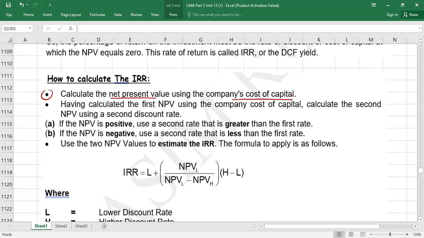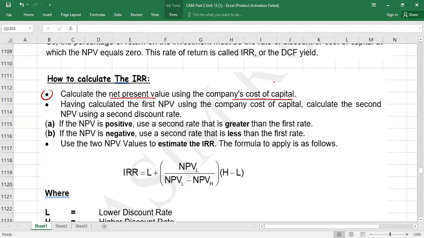So here it means we will calculate the original NPV. So we'll use original cash flows and multiply by the original cost of capital. Okay, so you will get one NPV. So the first NPV you will always calculate by using original data. Okay, original cash flows and original cost of capital. That is called the first NPV.